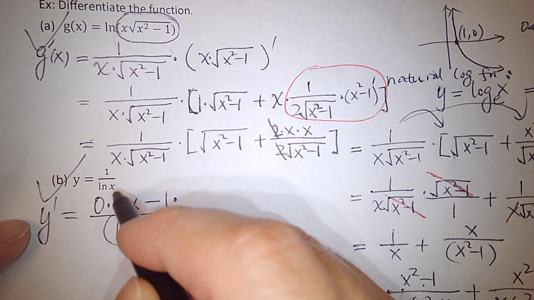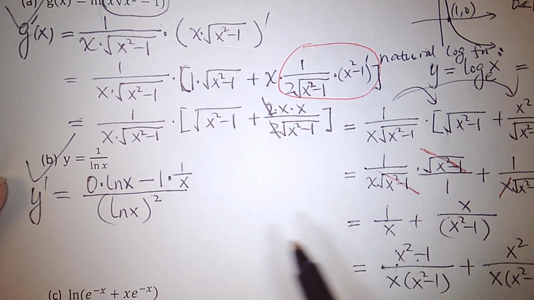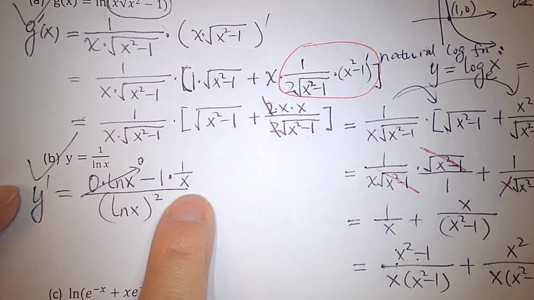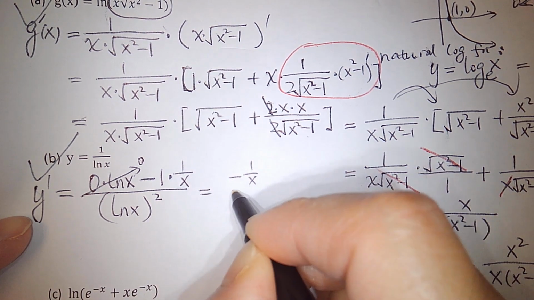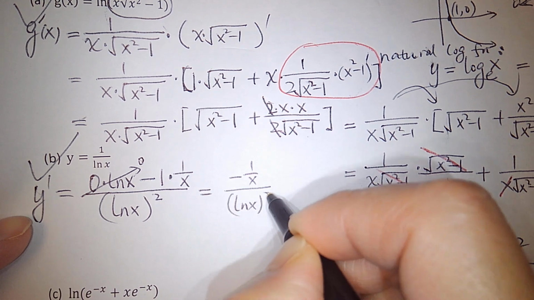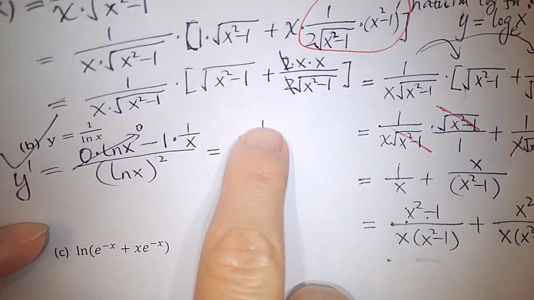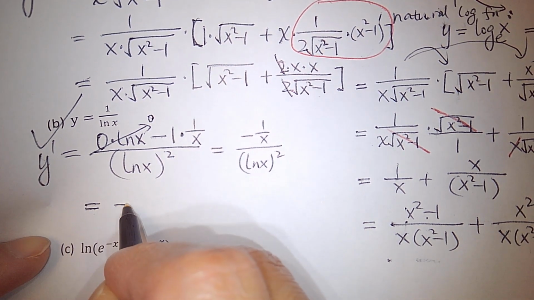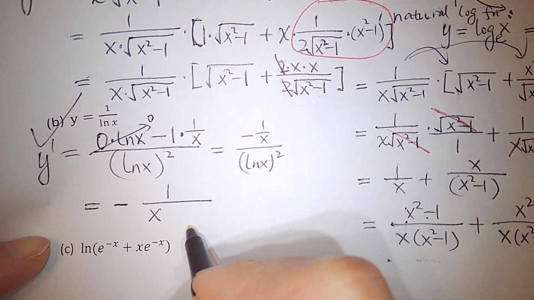What is the derivative of ln x? 1 over x, right? So 0 times ln x is 0, nothing, okay? So on the top, we actually have negative 1 over x over ln x squared, right? And then 1 over x, okay, so we can rewrite this thing as negative 1 over what? X times by what?